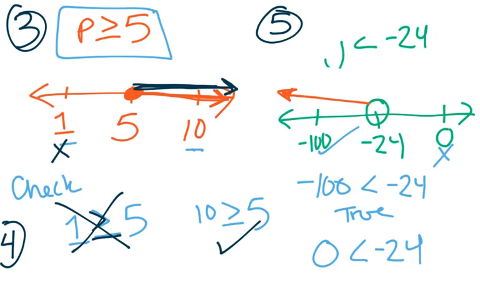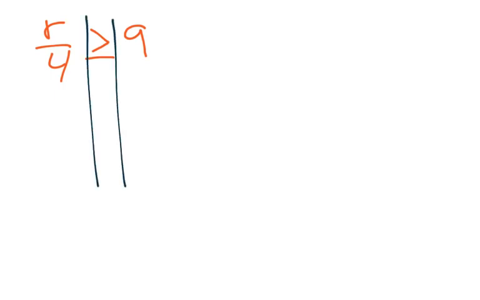Most frequently, you will see a problem like one of these, especially on the basic skills of your quiz and your coming up exam. But sometimes you'll be asked to do the opposite. So instead of me giving you r divided by 4 is greater than or equal to 9 and having you solve it, the opposite of divided by 4 is times 4. R is greater than or equal to 9 times 4, which is 36.